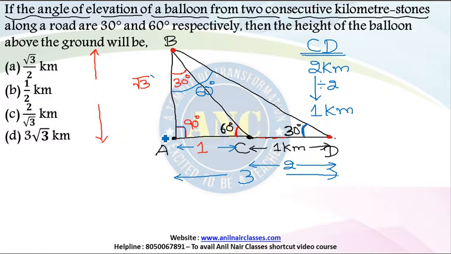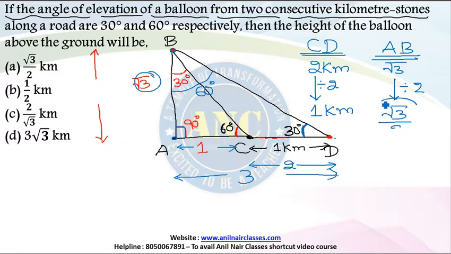Similarly, according to my assumption, AB, the height of the balloon from the ground, AB value is √3 units. According to the question, how much they are asking? This also divide by 2. Answer is √3 by 2 units. Simple, √3 by 2 kilometers.